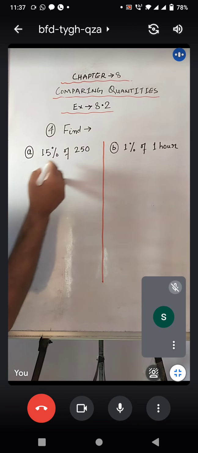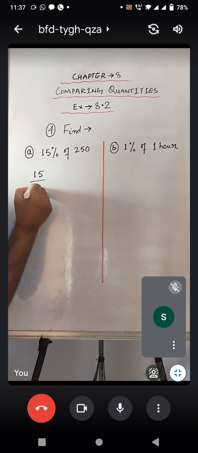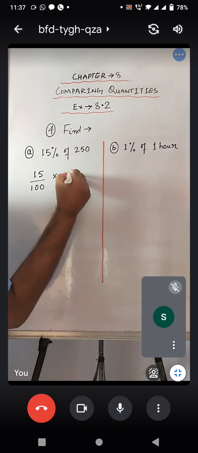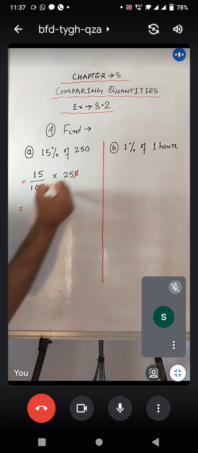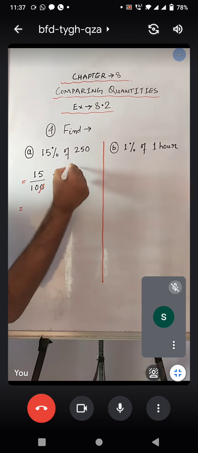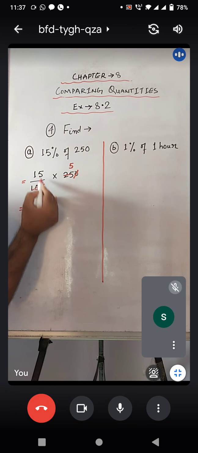So how exactly it has to be done? 15% means we can write 15% as 15 by 100. Of means you can write into 250. Now you can reduce this, that is these two zeros you can reduce. Now 10 and 25 you can reduce with 5. So 5 5s are 25, 5 2s are 10. So now no more numbers you can reduce.